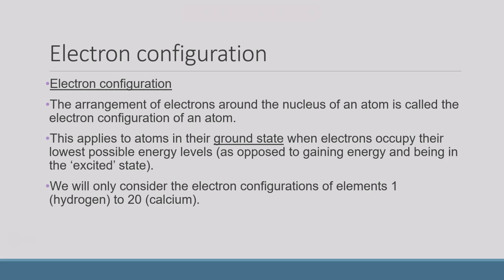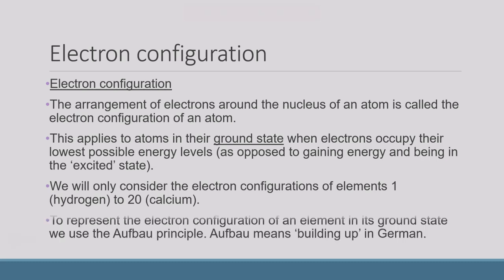We're only going to consider the electron configurations of elements 1 to 20. So we're only going to go from hydrogen to calcium. We are not going to consider the electron configuration of elements 21 onwards.